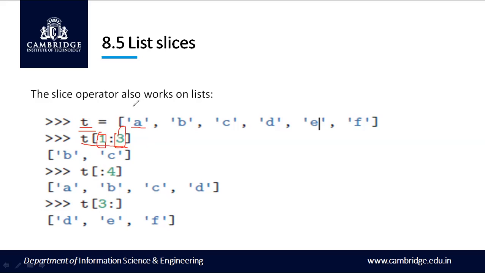According to this list, A has the offset value 0, B has the offset value 1, C has the offset value 2, D has the offset value 3, E has the offset value 4, and F has the offset value 5. According to this slice, you can see this slice starts from 1 and goes till 3. You should remember that the third item will not be printed in this slicing concept. So the output will be B and C. You can see the output B and C items being displayed here.